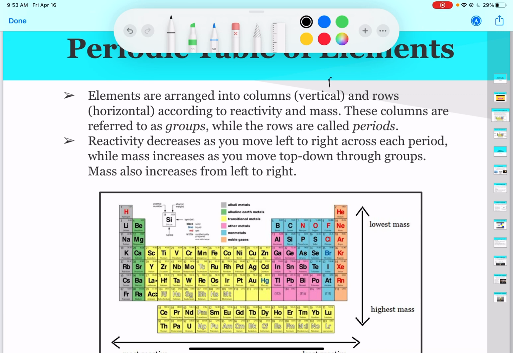So the vertical columns, their reactivity. And the horizontal, that is mass. So as you go along horizontally, this way, the mass goes up.